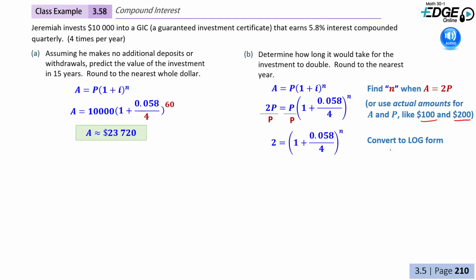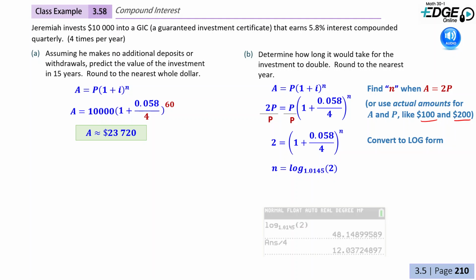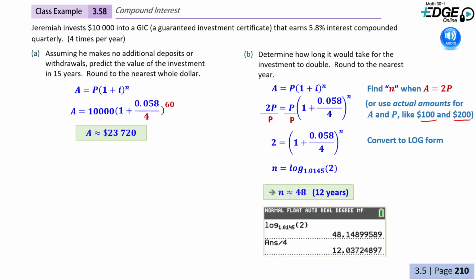Okay, so now at this point, we're going to convert this into log form. So our base here was 1.0145. So that's our base. That'll be the base of our log of 2 is equal to the exponent. So our N value is approximately 48. But remember what that is. That means there's 48 compounding periods. So we could divide that by 4, which would be 12 years.